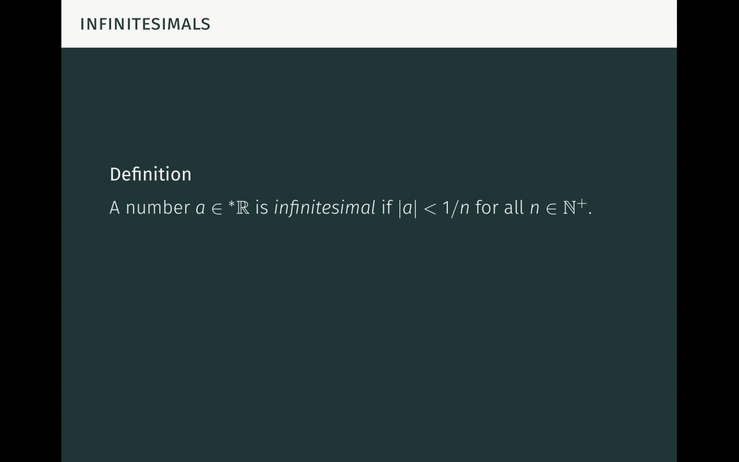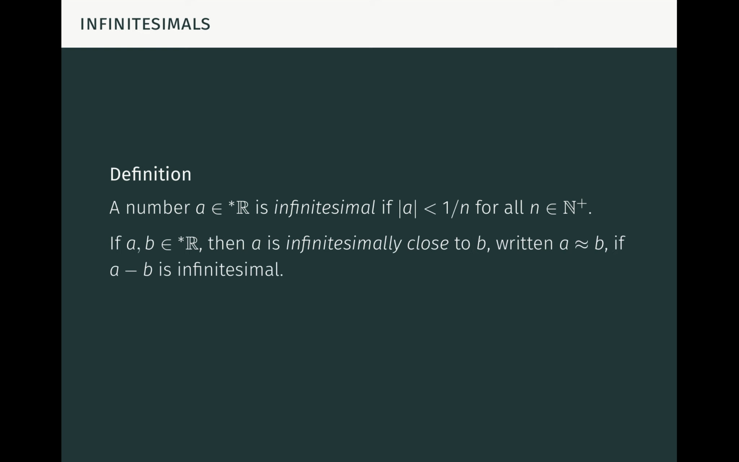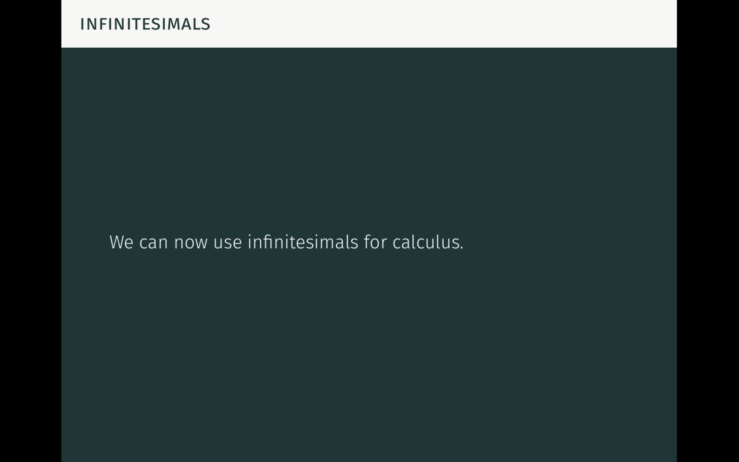A number A in star R is called infinitesimal if its absolute value is less than 1 over n for all positive natural numbers. If A and B are in star R, then A is said to be infinitesimally close to B, written in this way, if A minus B is infinitesimal. So A is infinitesimal if and only if it's infinitesimally close to 0. These definitions allow us to use infinitesimals for calculus.